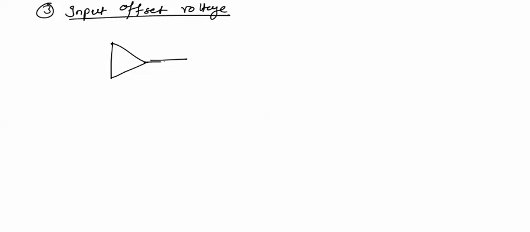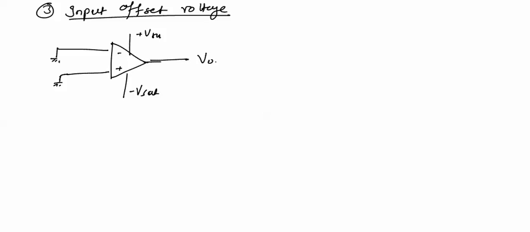Now next is input offset voltage. Suppose we have this operational amplifier and both the inputs are grounded. If both the inputs are grounded, then ideally the difference in the input is 0 and hence output V0 is equal to 0 volt. Now practically this output voltage doesn't remain at 0 voltage even if both the inputs are grounded.